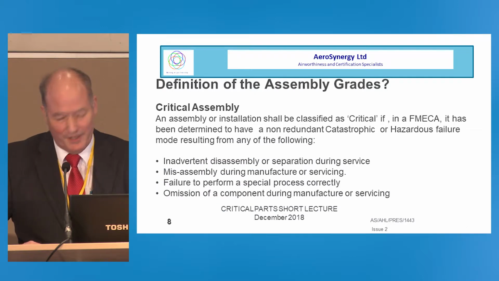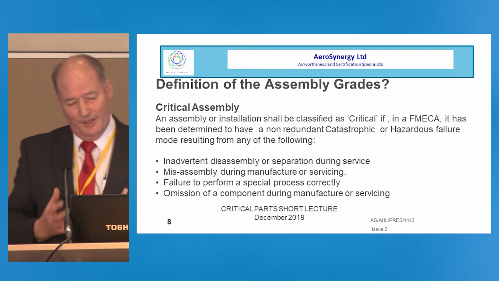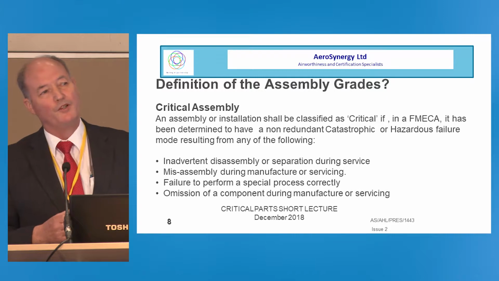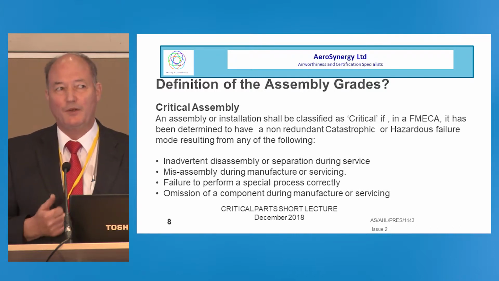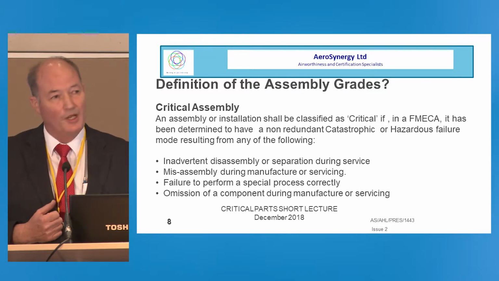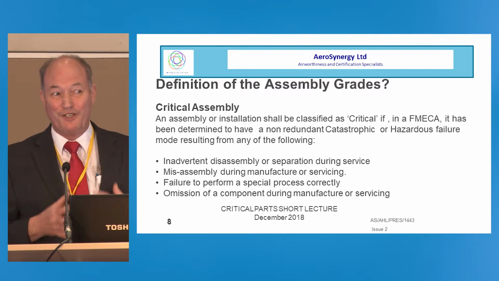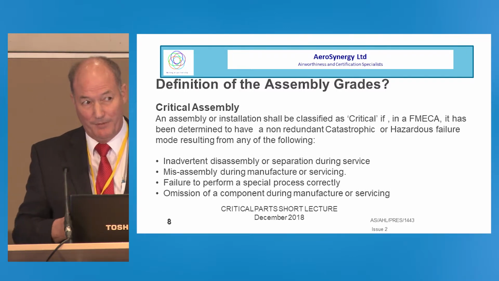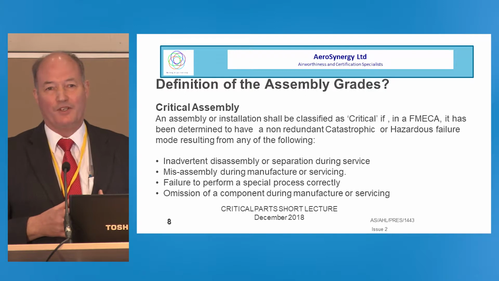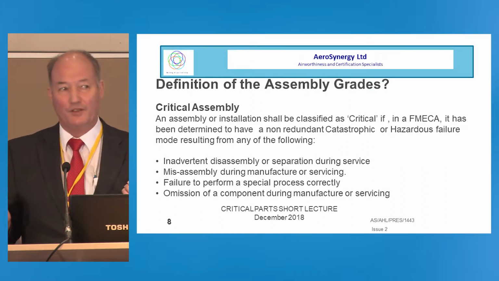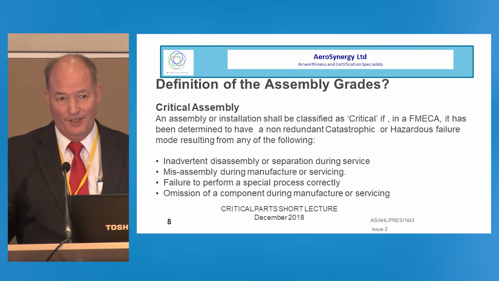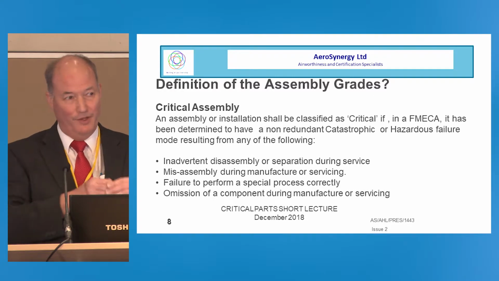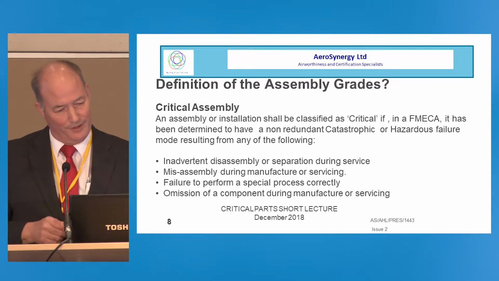What about assemblies? Now, assemblies can be a little bit odd in that it's perfectly possible to have an assembly which contains critical parts but which is not itself critical. Now that seems a bit strange to people, but actually it is. And it has to be so, because if you think of it to its logical extent, you'd end up with the whole aircraft being critical if a critical part naturally made the assembly critical.